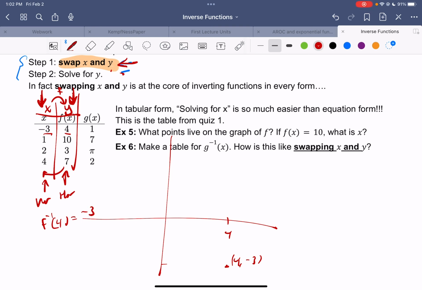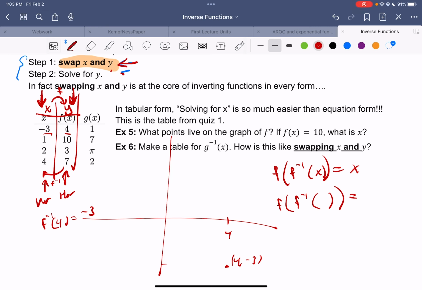F inverse goes this way. F inverse will undo f. So f sent minus 3 to 4. F inverse will undo it. It'll send 4 to minus 3. Okay. And in the table form, remember, inverse function is defined mathematically by stuff like this. And in the table form, I claim it's super easy to see, right? So if I have something like, and now, okay, let's think of how to finish this together.